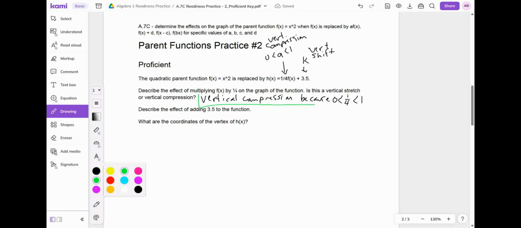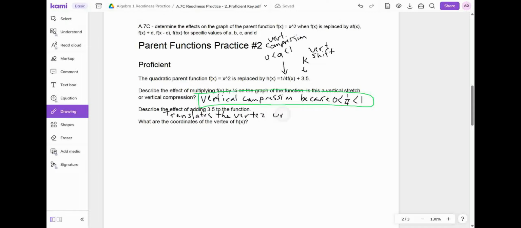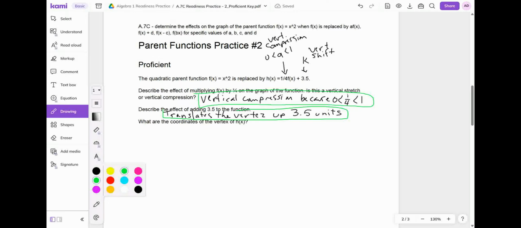And describe the effect of adding, what does that 3.5 do? It translates the vertex. It is a positive 3.5, so we can say up 3.5 units. And then let's figure out the coordinates of the vertex.